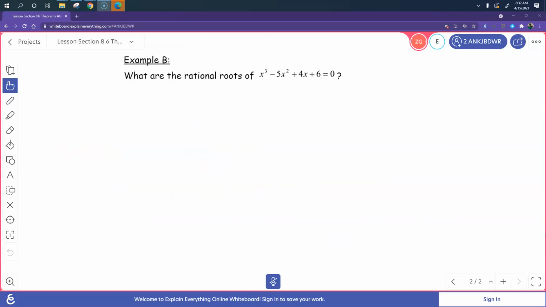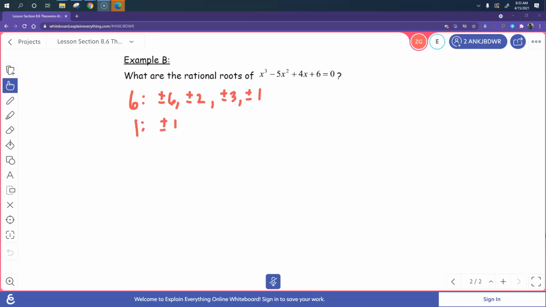I'm going to first try to figure out the possible roots. So what I'm going to do is find the factors of the constant, which is 6. It could be 6 because 6 is a factor of 6. I know that 6 has a factor of 2, a factor of 3, and a factor of 1. So I'm listing the factors of the constant. For the leading coefficient, there's only plus or minus 1.